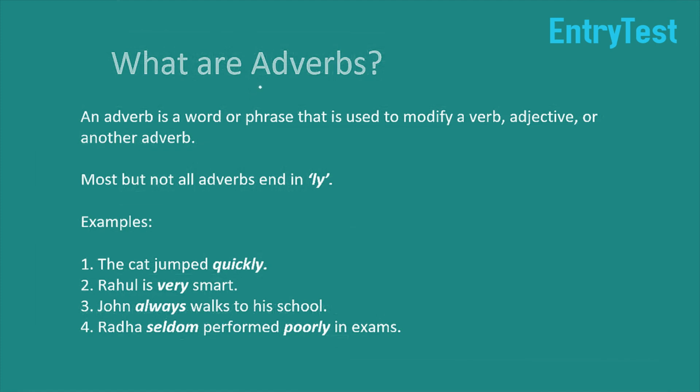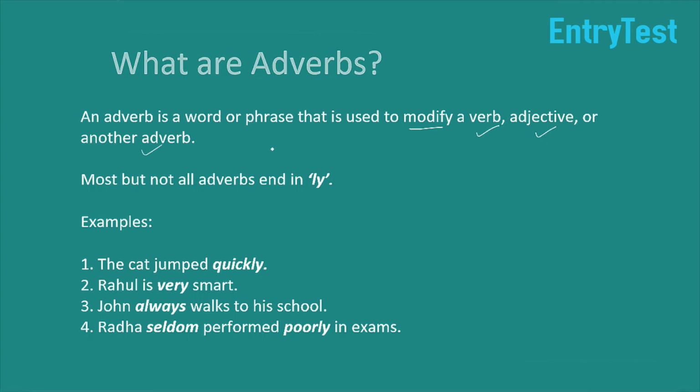So first thing first, what are adverbs? What are adverbs? So friends, you must be knowing that adverbs are words or phrases which basically describe or modify a verb, adjective or another adverb. So they describe a verb, or an adjective, or another adverb. You can understand it like this, friends.